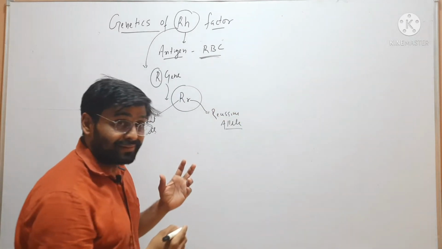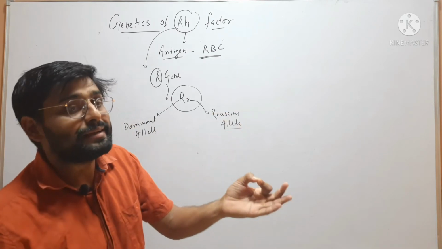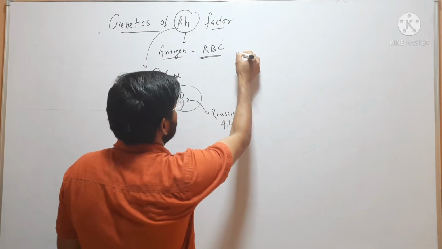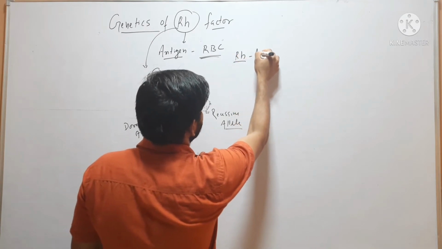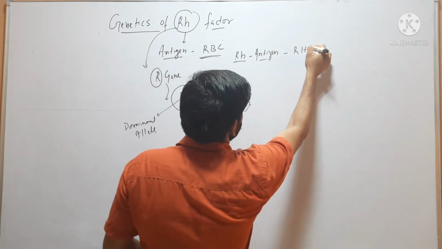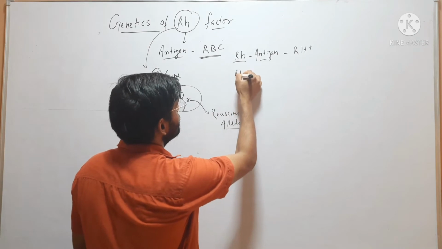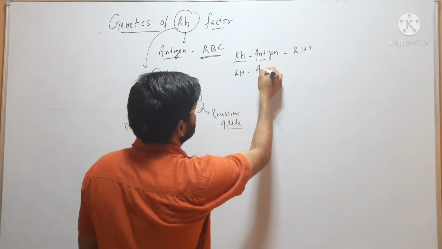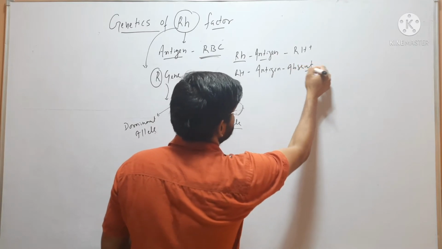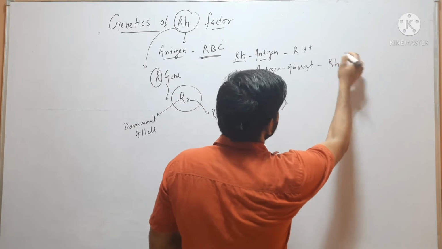So a person can have the Rh antigen, or the Rh antigen may be absent in that person. A person who has the Rh antigen is called Rh positive, and a person in whom the Rh antigen is absent will be called Rh negative.